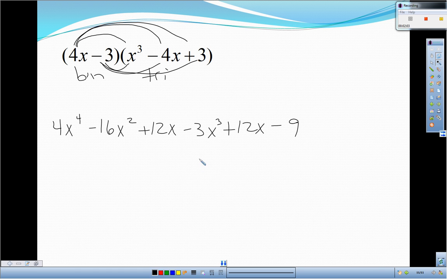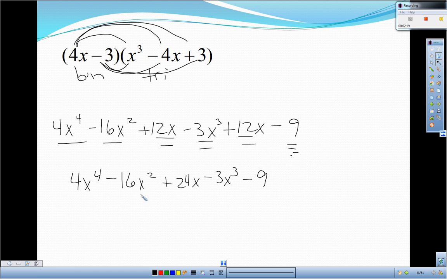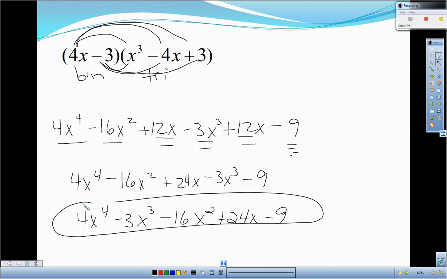Now, don't stop here. Look for any like terms. So 4x to the fourth, I don't have anything to add to that. Negative 16x squared, don't have anything to add to that. 12x plus 12x, that would give me 24x. And then negative 3x cubed, and then minus 9. Now, put this in standard form, so I'm going to have 4x to the fourth minus 3x to the third minus 16x squared plus 24x minus 9. There's my answer, and this is a quartic, because it's a degree 4 polynomial, because it's got 1, 2, 3, 4, 5 terms.